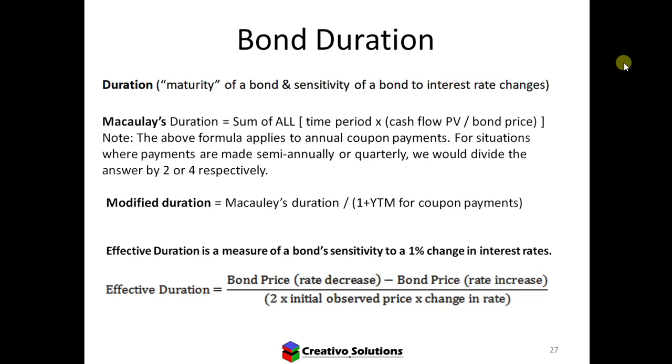You need this formula. All right, so effective duration, remember this formula, write it down, save it somewhere. Okay, the effective duration formula is numerator over denominator. In the numerator, you're going to be taking your bond price when there's a rate decrease minus the bond price when there's a rate increase. And then you will divide that by 2 times the initial observed price times the change in rate.